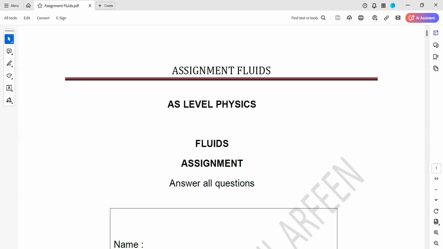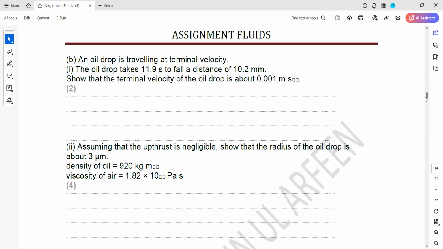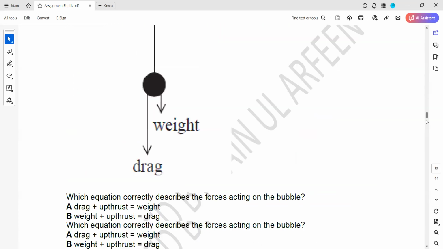So this one is an assignment related to fluids and fluid dynamics. We'll start with question 28.